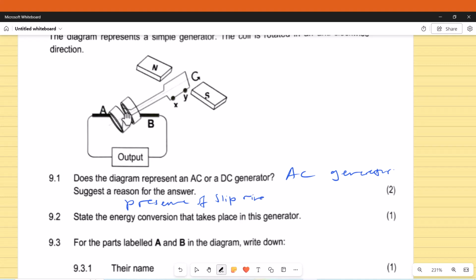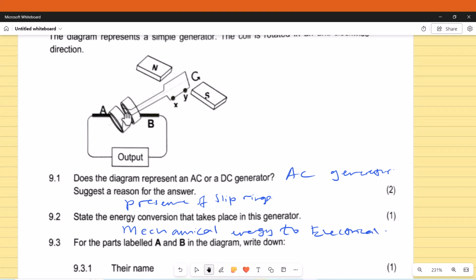Okay. Then next here, state the energy conversion that takes place in this generator. Now, the generator converts mechanical energy to electrical energy. So we are converting from what? From mechanical energy to what? To electrical energy.